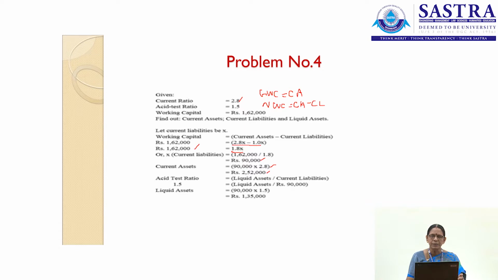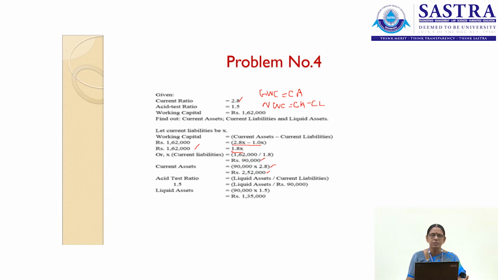Now, current liability is 90,000, current asset is 2,52,000. Find out the difference between this current asset and current liability. You will arrive at this working capital 1,62,000. So, whatever the amount we have found out is right.